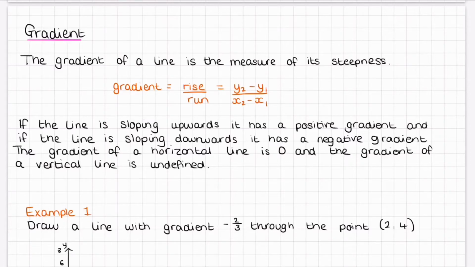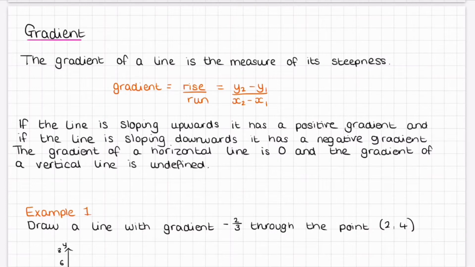Hello, and this is our next lesson on coordinate geometry, and we are going to be looking at the gradient. The gradient of a line is a measure of its steepness, and you may have seen either of these two formulas before, possibly both. To work out the gradient, it's the rise over the run, or if we do it using coordinates, y2 minus y1 over x2 minus x1.